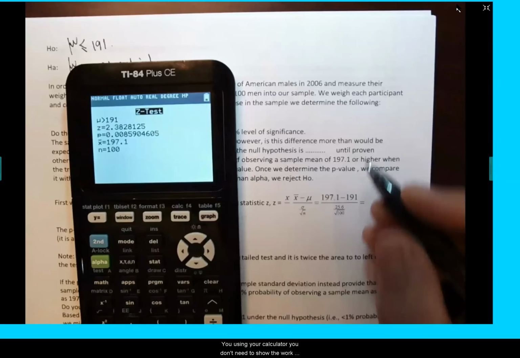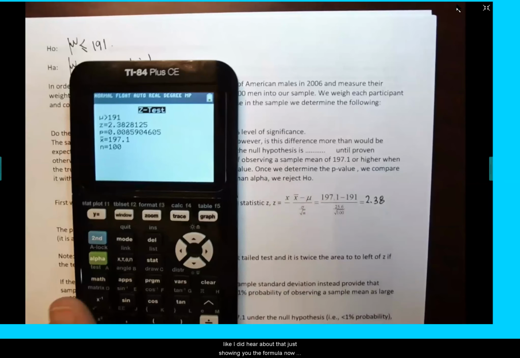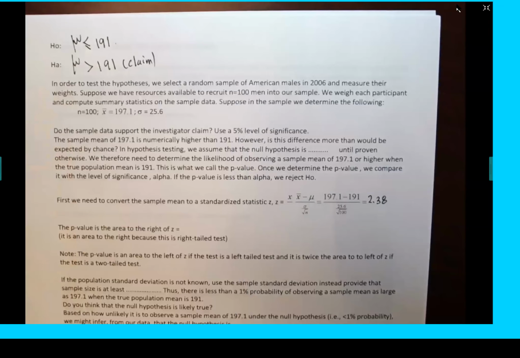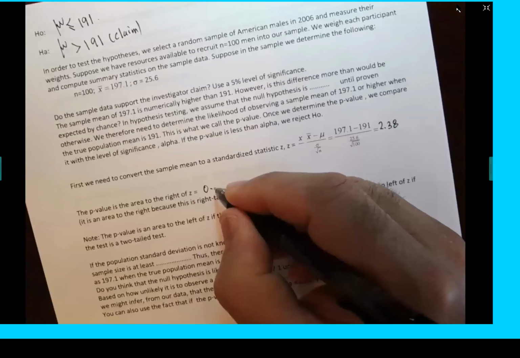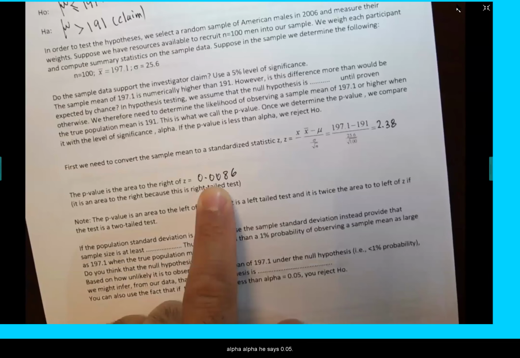If you're using your calculator, you don't need to show the work like I did here, but I've just shown you the formula. Now, what's the p-value? The p-value is 0.0086. I'll write it down. Okay. Do you guys agree with me that the p-value is less than alpha? Alpha, he says 0.05.